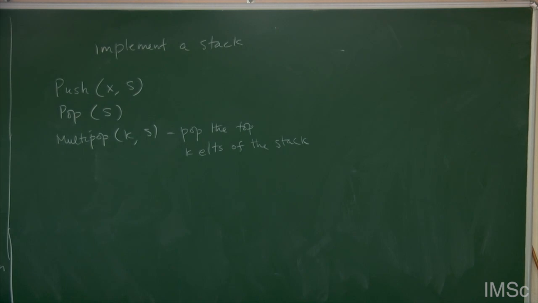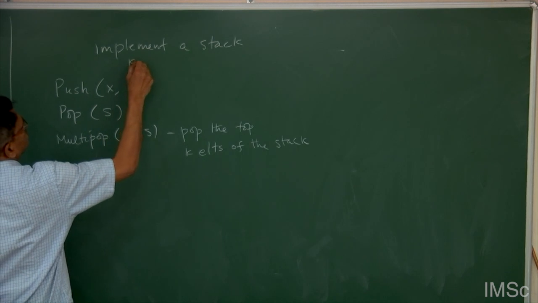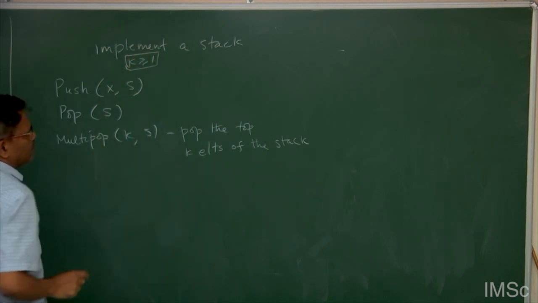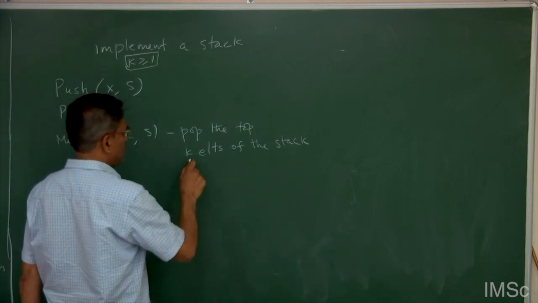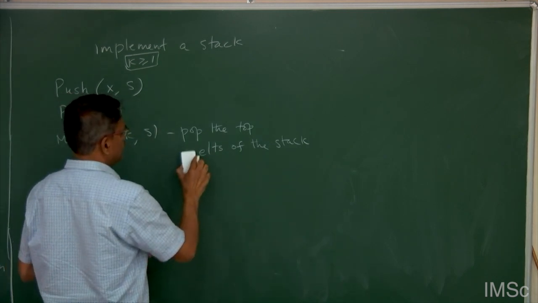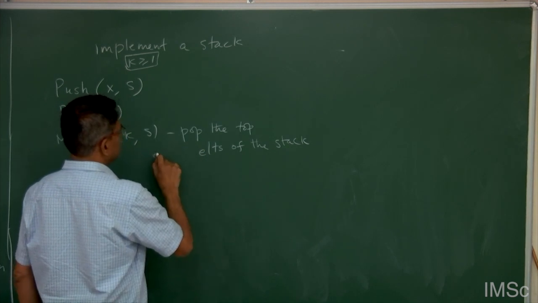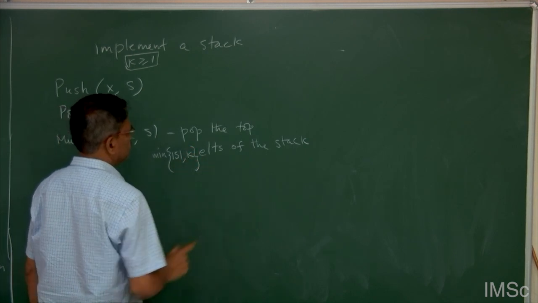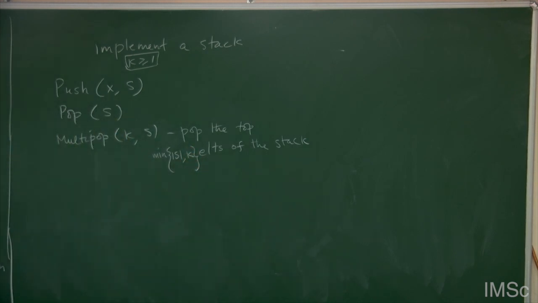Okay, but the stack may not have k elements. K is some fixed integer, let's say some large number. So if the stack does not have k elements, then you pop whatever number of elements is there. If the size of the stack is less than k, then delete everything from the stack. If it's more than k, delete the top k elements of the stack.